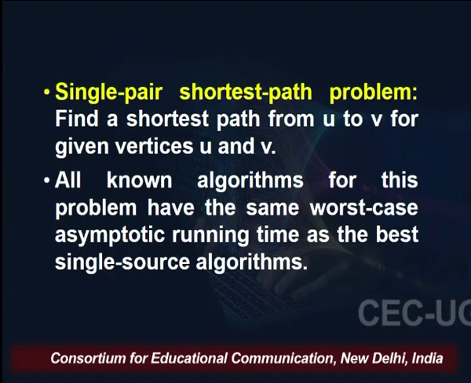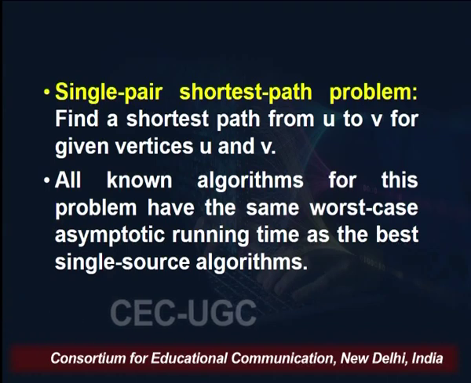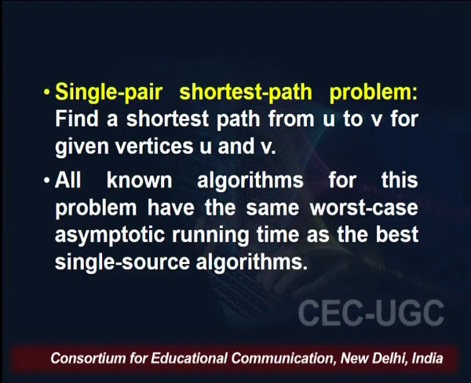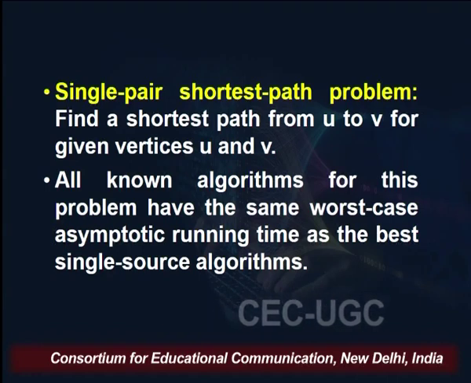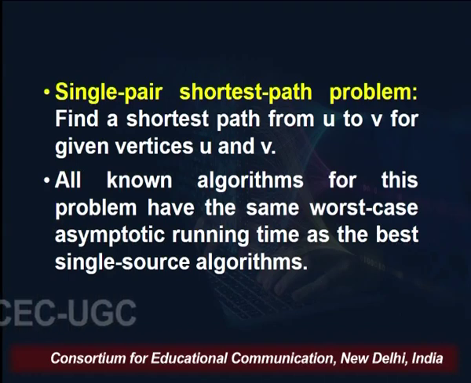So, single pair means we will be looking for a particular pair, let us say u and v. So, a shortest path from u to v for the two given vertices u and v, and all the known algorithms for this shortest path problem have the same worst case asymptotic running time as the best single source algorithms. But obviously, we will look into these asymptotic running times in detail after covering the algorithm properly, that is through a dry run kind of thing.